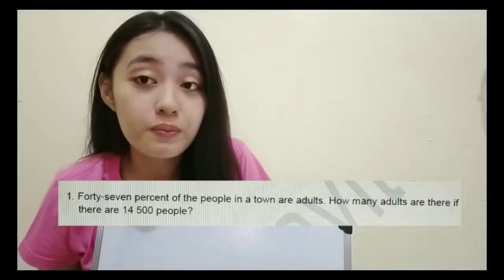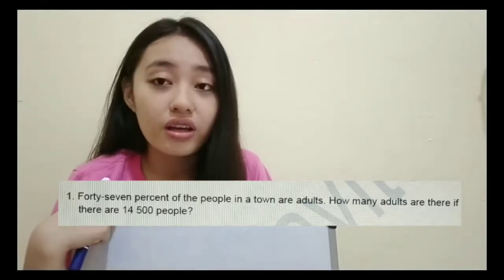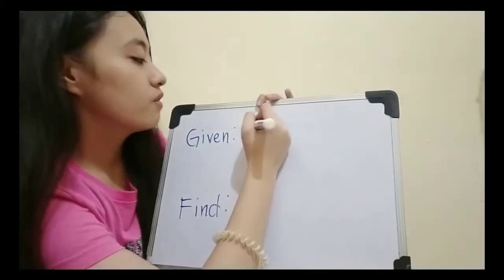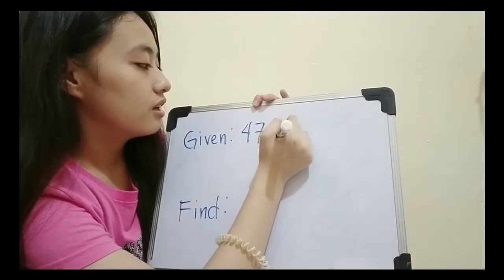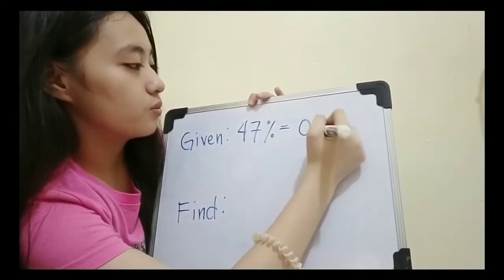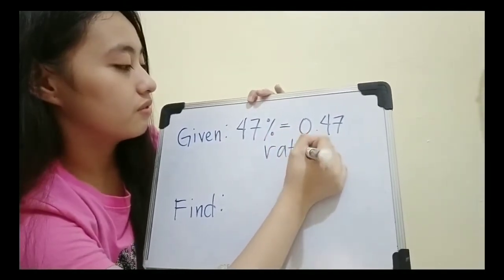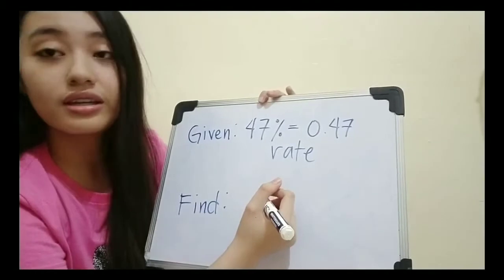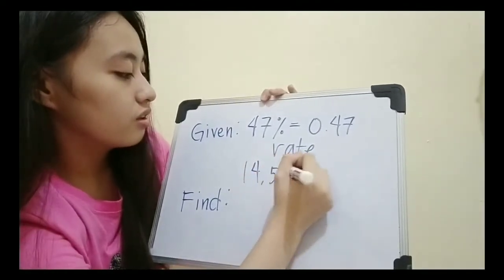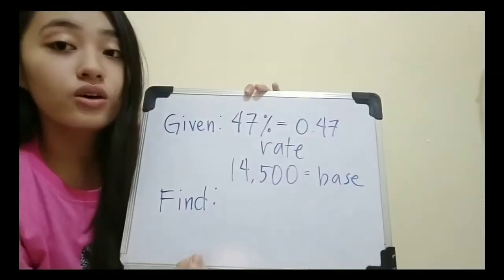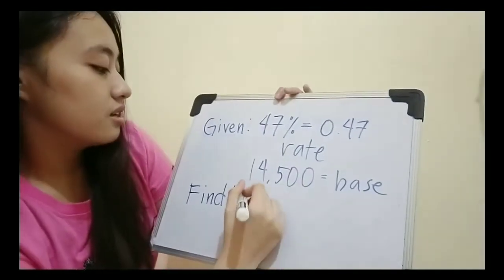Now let's proceed to topic number 1, which is percentage, base, and rate. The problem is: 47% of the people in the town are adults. How many adults are there if there are 14,500 people? The given would be 47%, which will be converted to decimal, 0.47. This would be our rate. Another one that was given is the 14,500 total number of people, and this would be our base. And what we're going to find in this problem is the percentage.